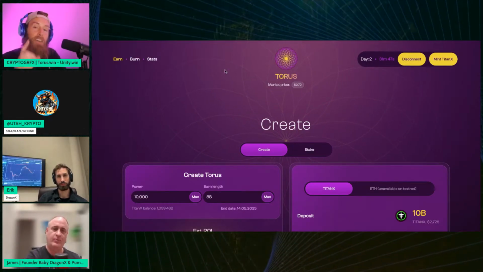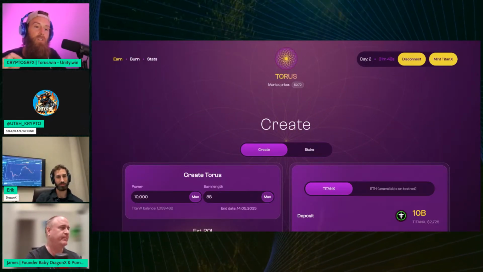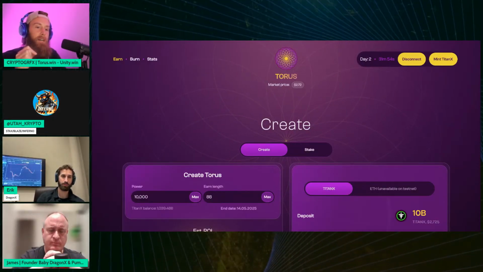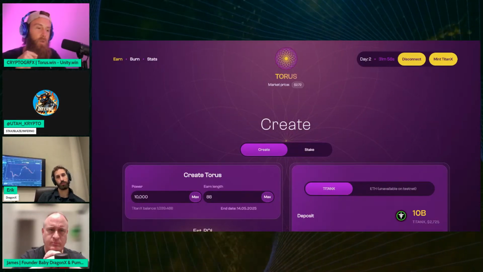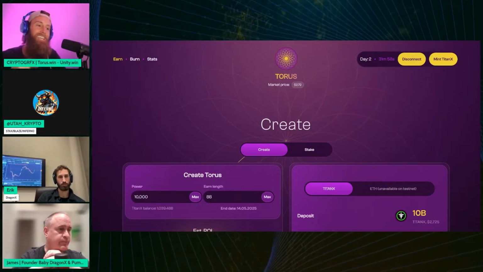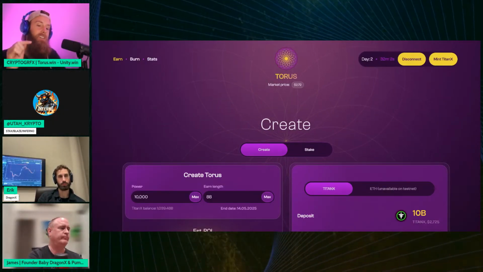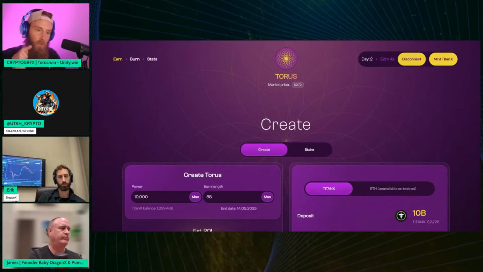And by the way, if you go to Torus.win, you can go right now into the Torus white paper. So Torus.win, read the white paper. There's a testnet page on there. You follow the instructions. You're going to need Sepolia ETH. You'll be able to actually play with this starting right now.